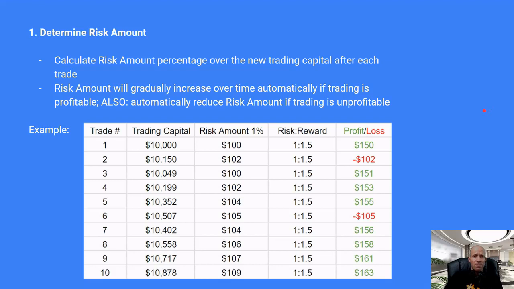As you can see in this very hypothetical example, if we start with a trading capital of $10,000, a risk amount of 1% will be $100, and at a risk-reward ratio of 1 to 1.5, a winning trade would have given me a profit of $150. Add 150 to the trading capital, 10,150, the new risk amount will be 102 at the same risk-reward level, but this time it will be a loss. The loss will be 102. And again, on the third trade, you see that my risk amount has reduced, and each time I make a winning trade, my risk amount will slowly increase.